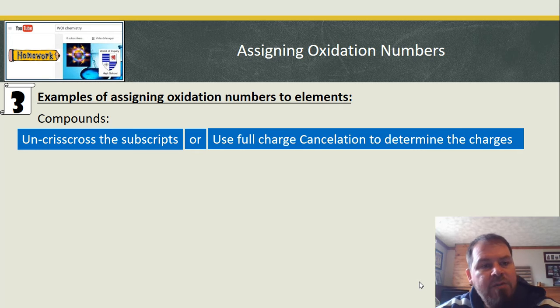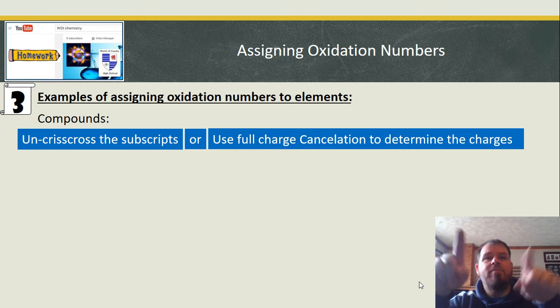Ready? So we have 2 ways to identify the oxidation numbers within a compound. First, we can simply uncrisscross. I taught you guys to crisscross down the charges, so we can take the subscripts and bring them up to show the charges.